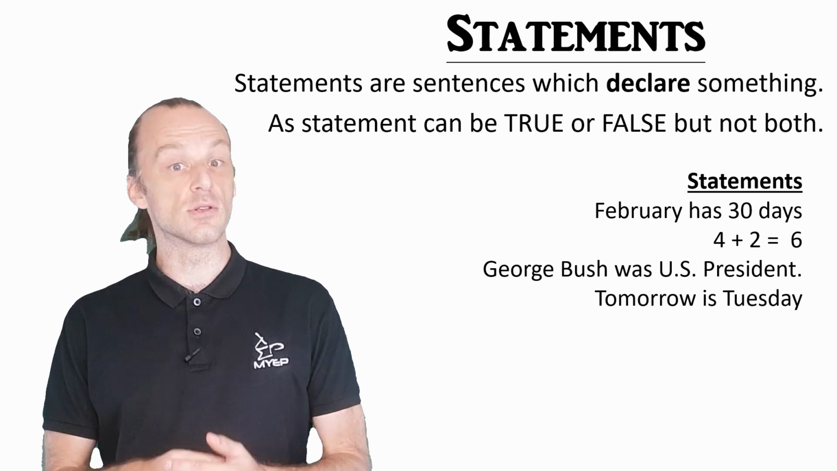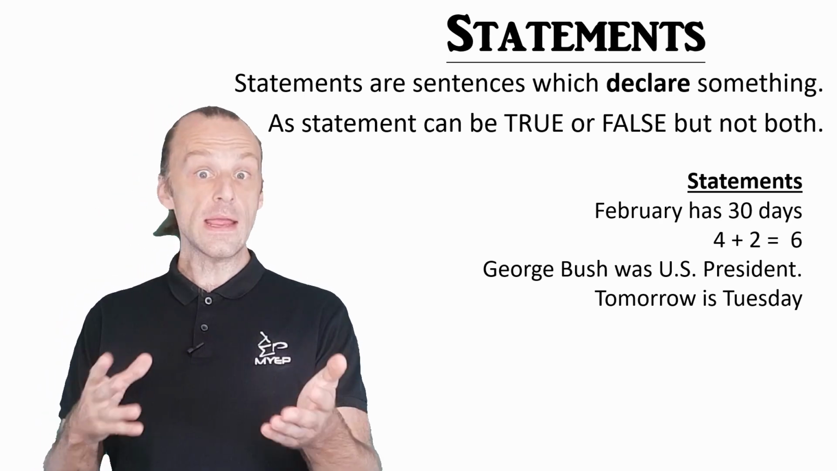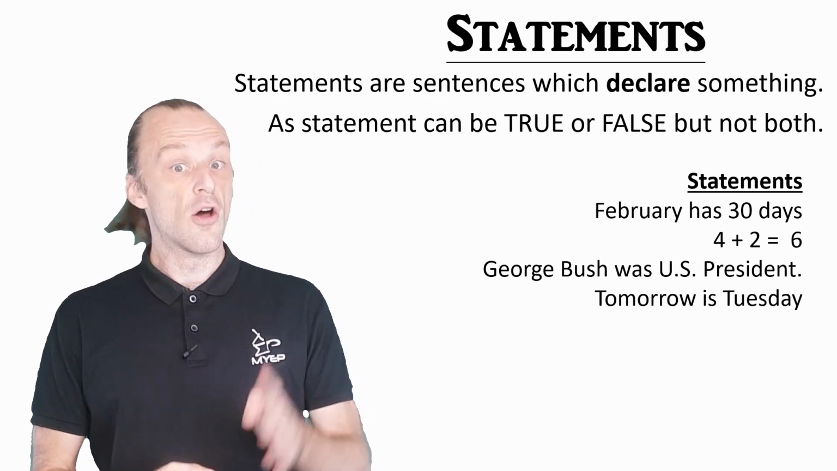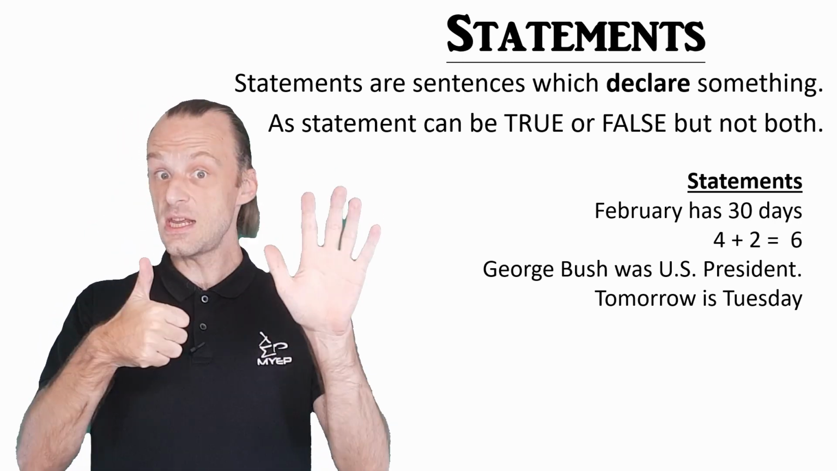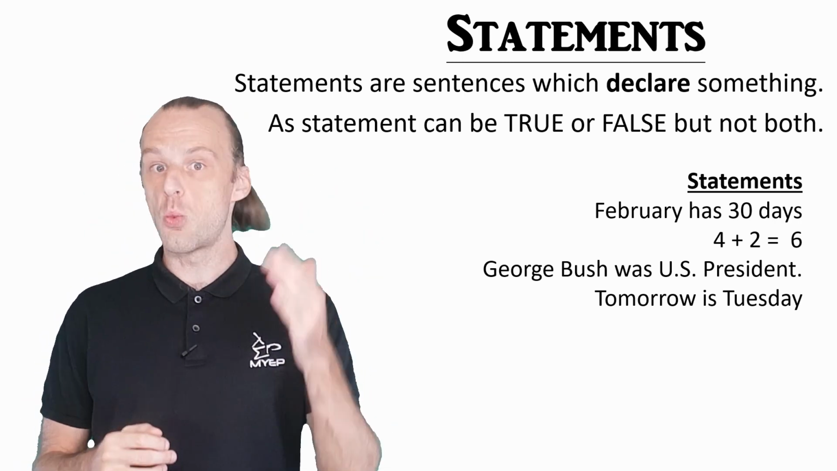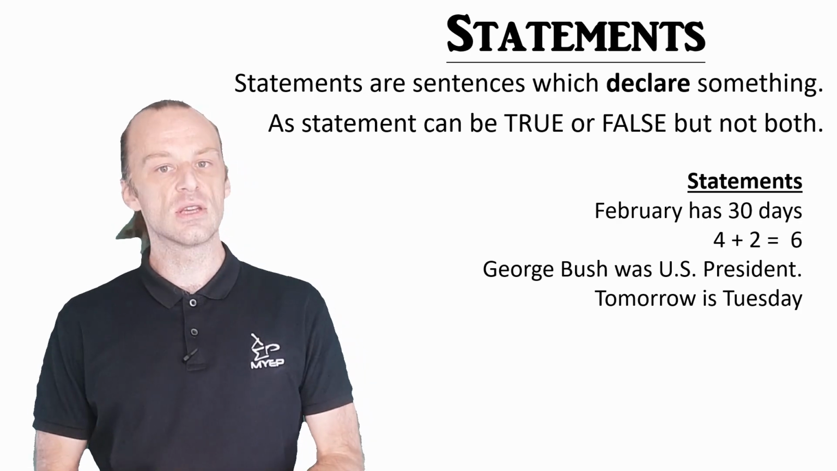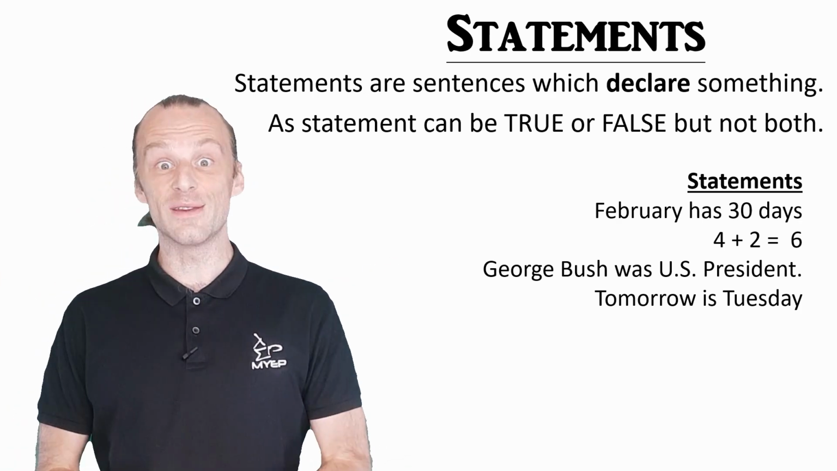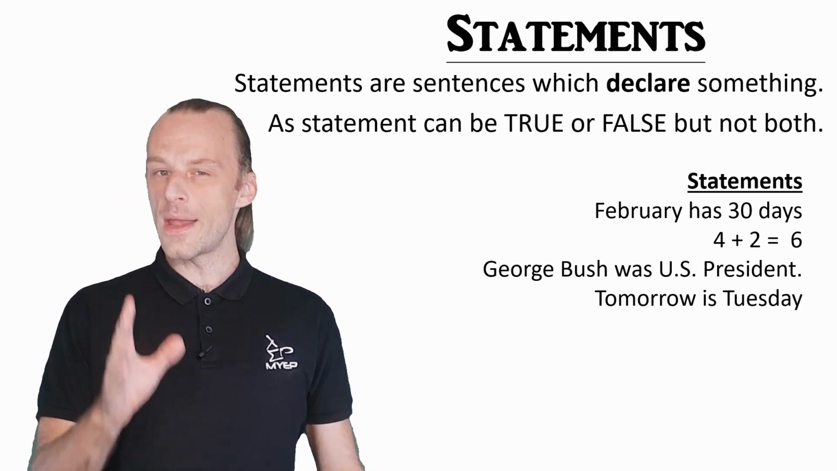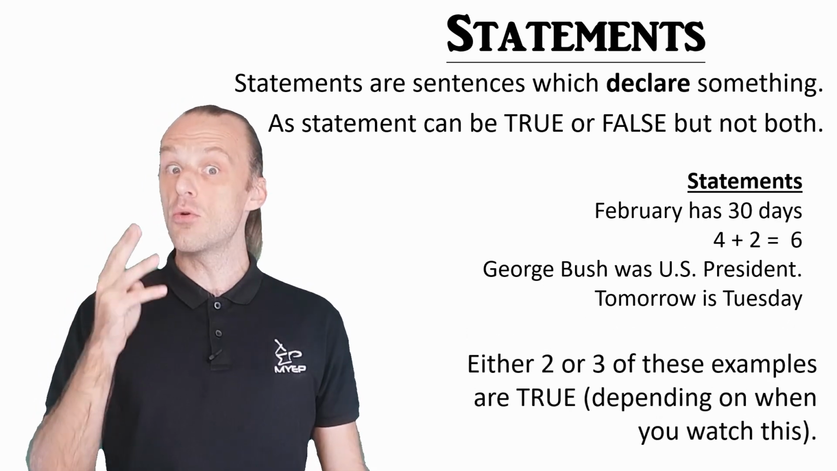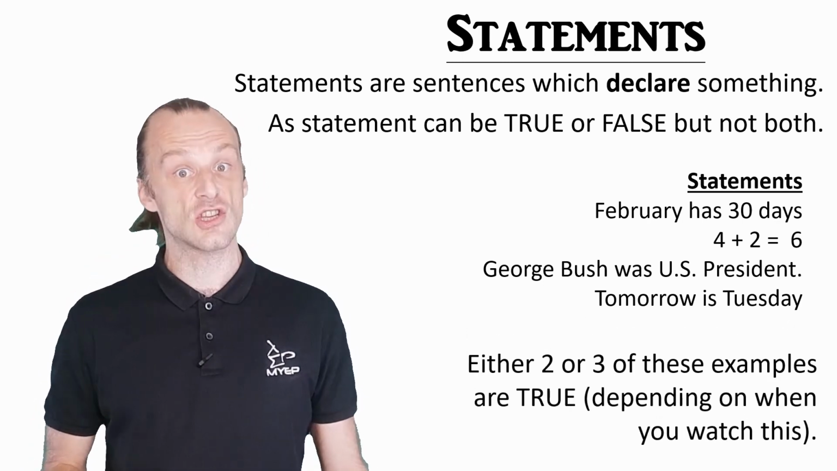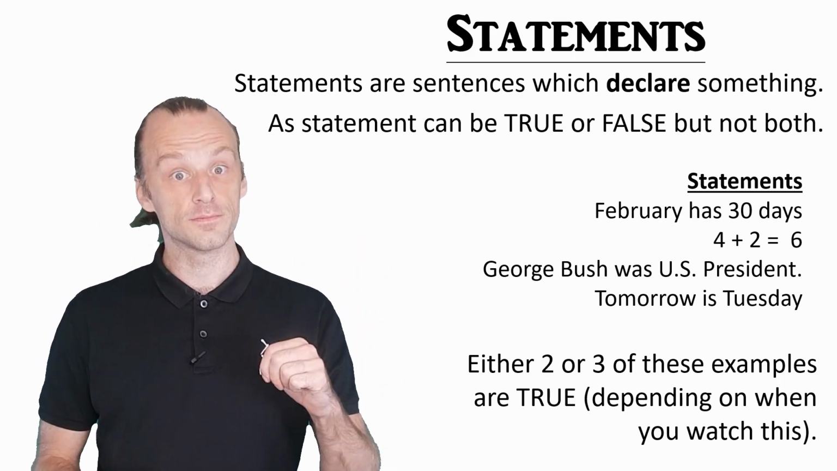Here are some examples of statements. February has 30 days. 4 plus 2 equals 6. George Bush was the US president, and tomorrow is Tuesday. So, depending on when you're watching this, either 2 or 3 of those statements are actually true right now.